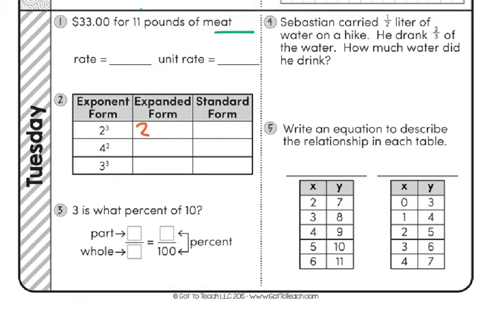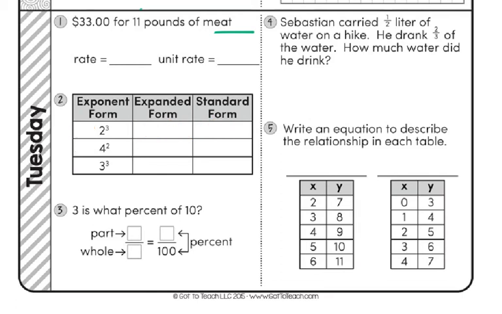See if I can write it in here. So this would be 2 times 2 times 2. For standard form, that would be your answer to that problem. So 2 times 2 is 4, times 2 would give you 8 for your standard form. So you need to do that for all 3 of these.